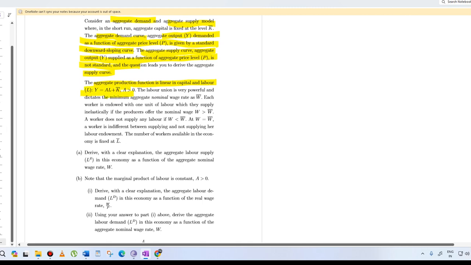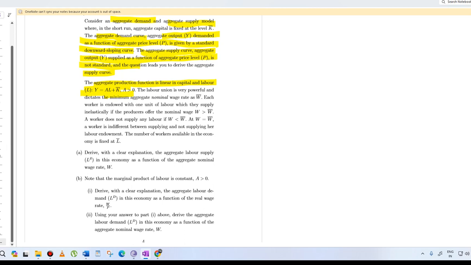So the labor union is very powerful and dictates the minimum aggregate nominal wage, W bar. So the worker doesn't supply if W is less than W bar. Derive a clear explanation of aggregate LS with respect to the aggregate nominal wage, W.